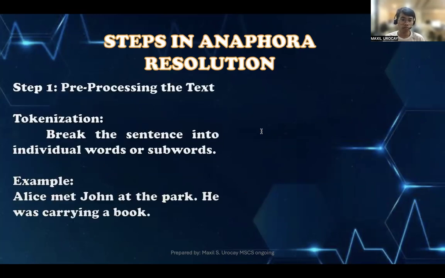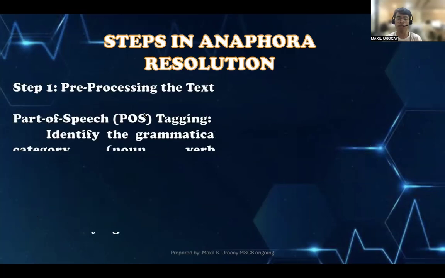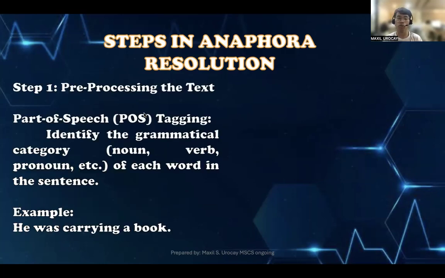So in terms of the steps for pre-processing text, I'll run through a little bit of background here. For tokenization, we're trying to break the sentence into individual words or subwords. Say, for example, Alice met John at the park. He was carrying a book. How can we tokenize that? We separate everything: Alice, then met, John, then at, then the park. He was carrying a book, and so on. That is how you will begin to work on that.